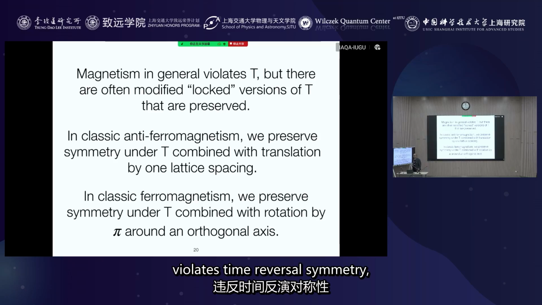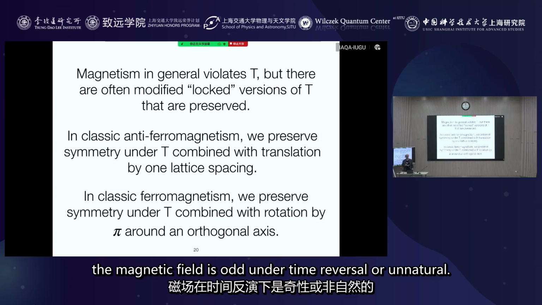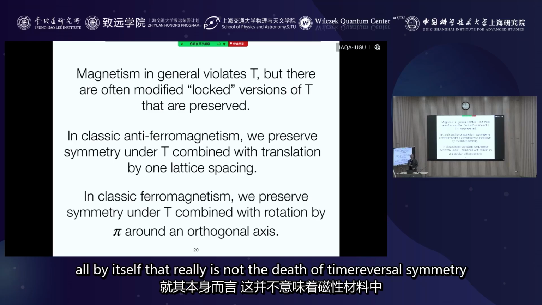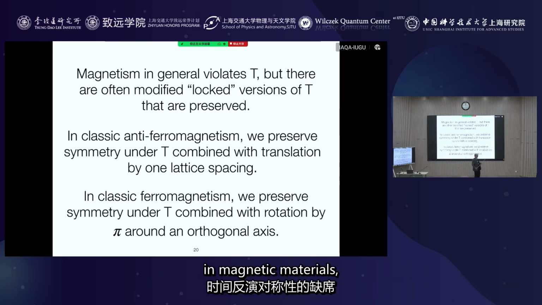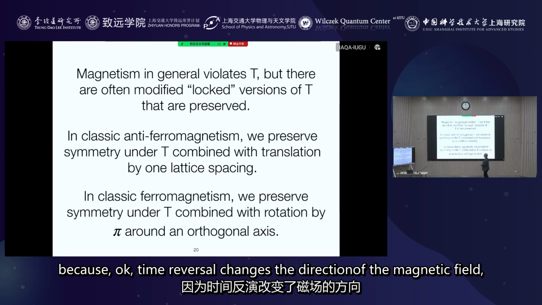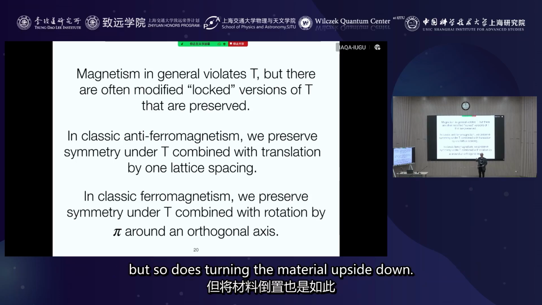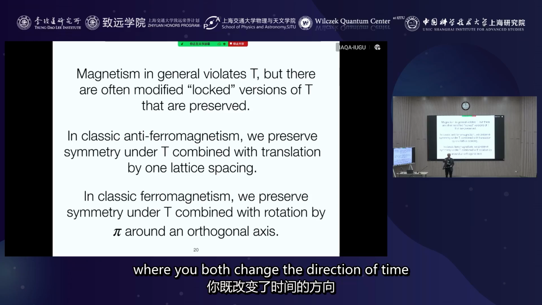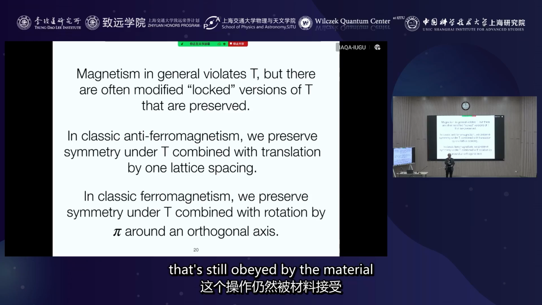Okay, in any case, in matter, magnetism in general violates time reversal symmetry. The magnetic field is odd under time reversal, or unnatural. However, all by itself, that really is not the death of time reversal symmetry in magnetic materials because, okay, time reversal changes the direction of the magnetic field, but so does turning the material upside down. So there's a modified version of time reversal symmetry where you both change the direction of time and make a rotation that's still obeyed by the material.